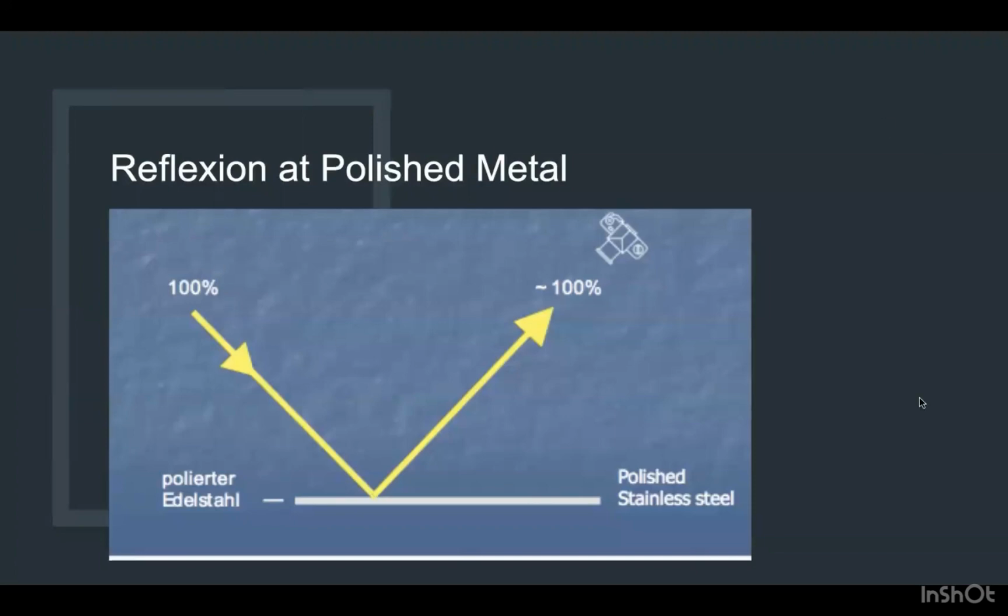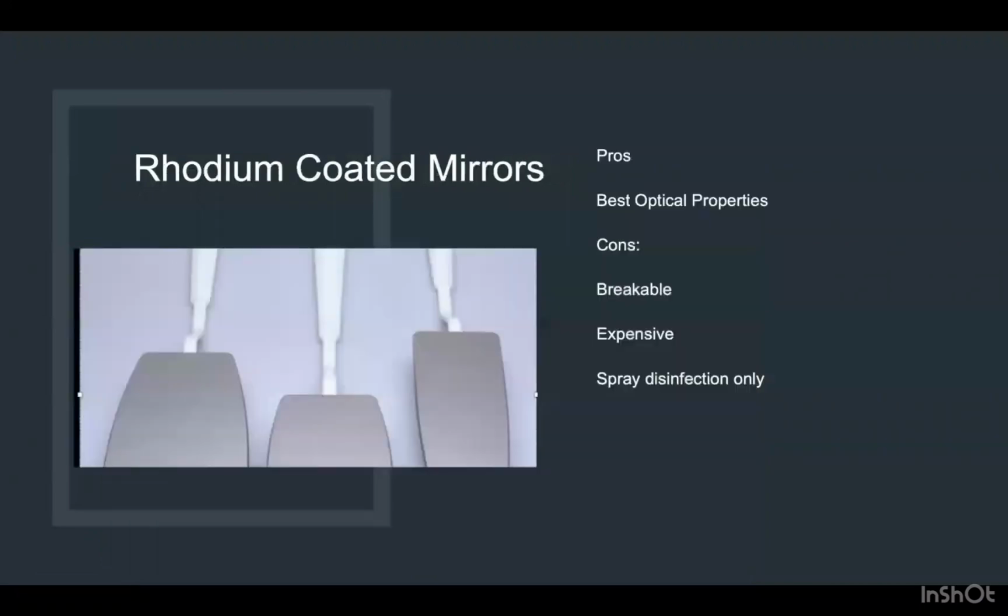Why we want this one, the polished metal one, because whatever you see is a real image. Okay, so it's a very true visibility. The other type of the mirrors are called rhodium coated mirrors.